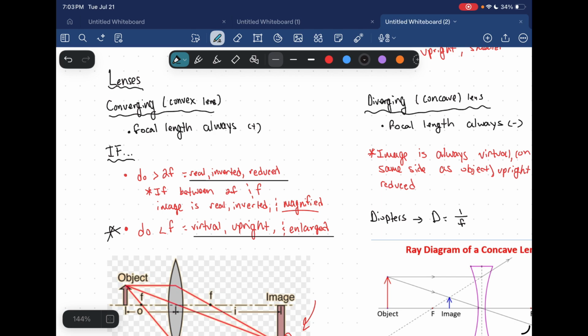So now that we have a good foundational knowledge of lenses, let's go ahead and look at our final practice problem to tie this all together.